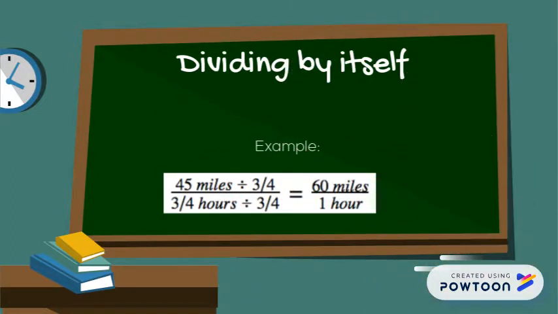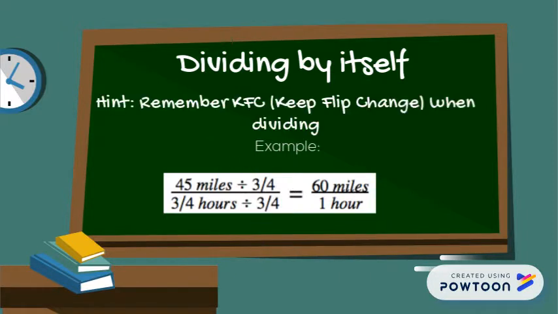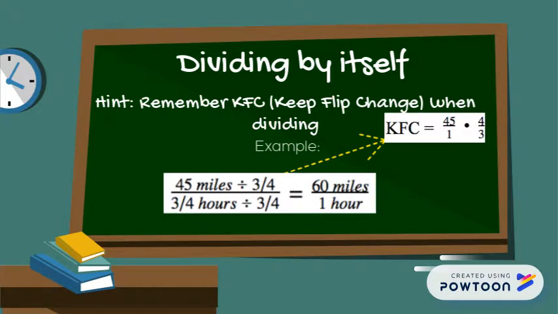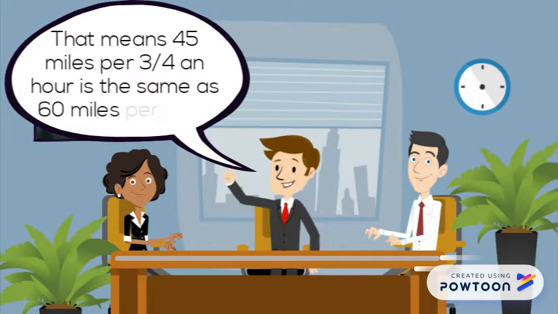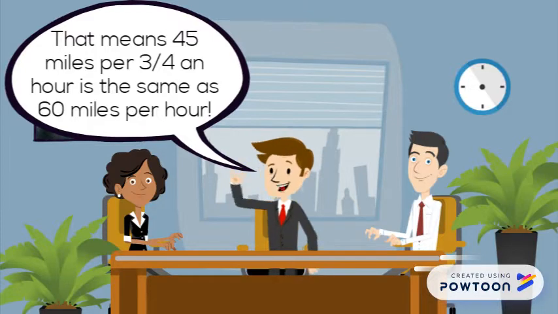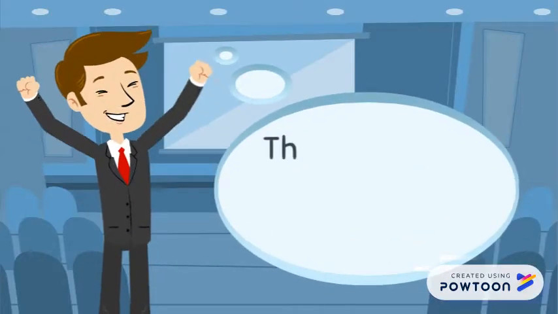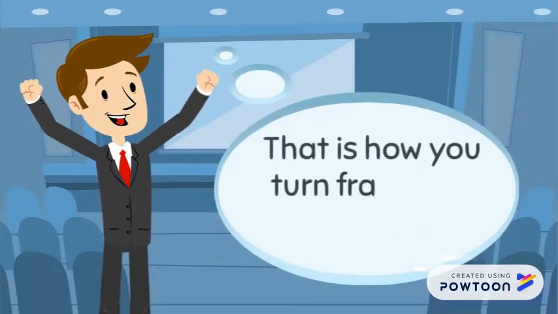Here, divide both the numerator and denominator by 3/4 to get 1 hour. Remember KFC when dividing 45 by 3/4. Keep 45, flip 3/4 to 4/3, and change dividing to multiplying. Anything divided by itself is 1. That means 45 miles per 3/4 an hour is the same as 60 miles per hour. That is how you turn fractional rates into unit rates.